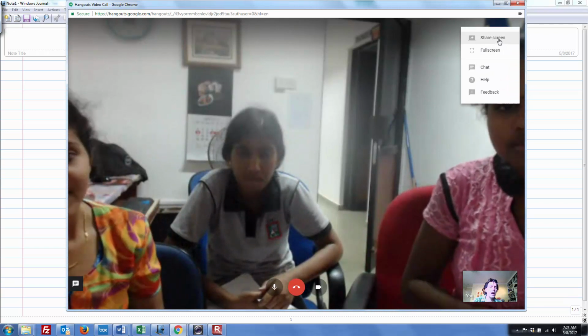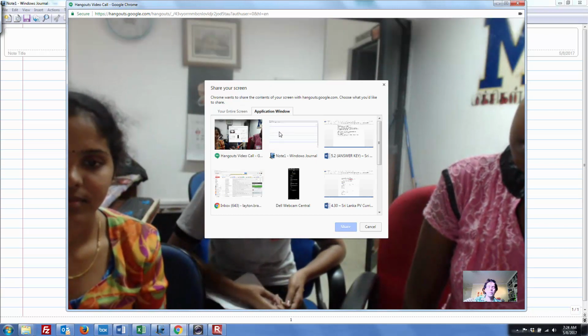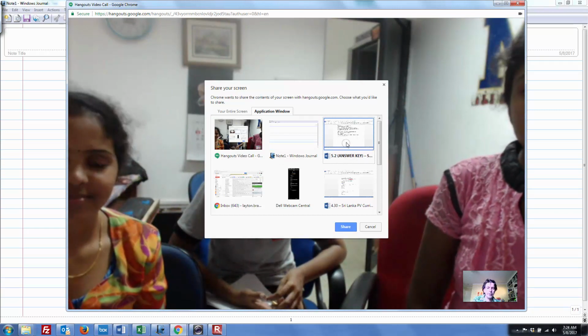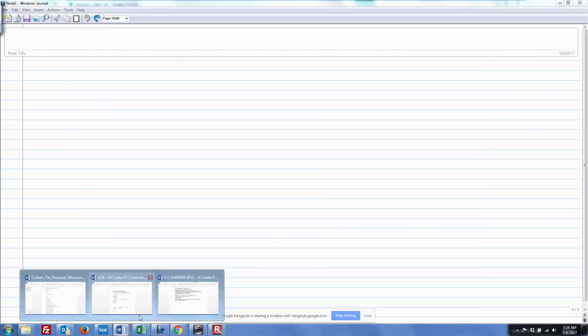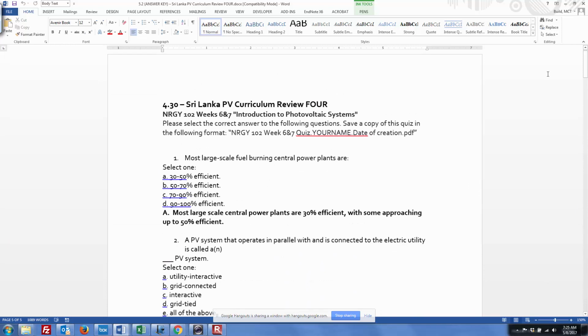For now, I'm just going to do the very first problem, and then I will finish the rest tomorrow so you can see them. This first problem is very important. Problem one: most large-scale fuel-burning central power plants are blank. What percent efficient? And the answer is 30% to 50% efficient. And I will show you why that's very important.